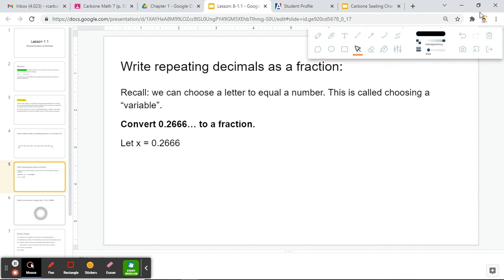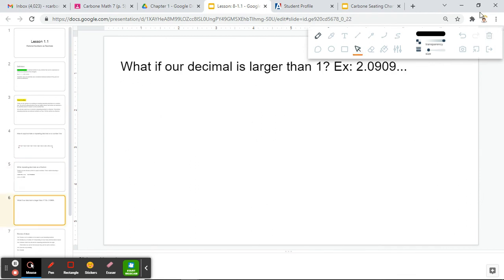All right, let's do one more for practice here. So what if our decimal is larger than 1? For example, x is equal to 2.0909 going on forever here. All right, so we're going to do basically the same here. We're going to have x is equal to 2.09 continuing. Again, we want to multiply both sides of our equation by how many repeating decimal spots we have in a multiple of 10. So we have 2 repeating decimal spots, so I should multiply this here by 100.